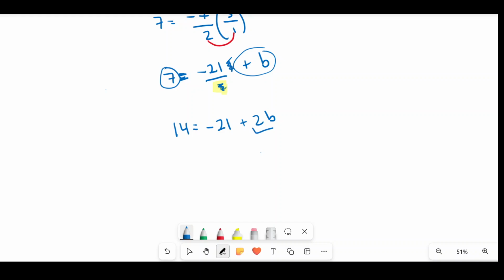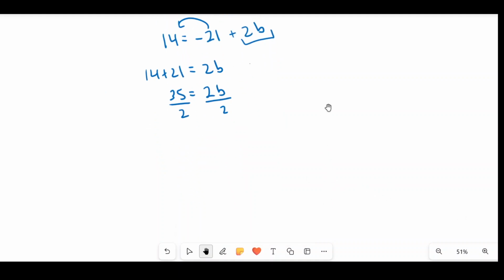So now I want to solve for b. So first I'm going to add 21. So 14 plus 21 equals 2b. So 14 plus 21 is 35. So 35 equals 2b. I want b, not 2b. So I'm going to now divide by 2, divide by 2. And that gives me 35 over 2 equals b. That doesn't reduce, so I leave it as 35 over 2.